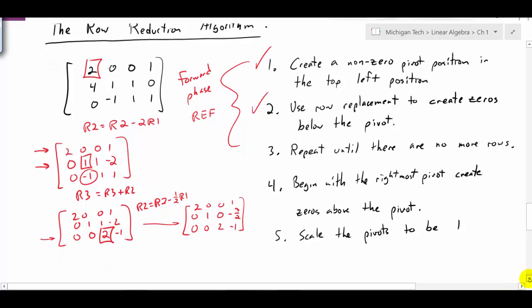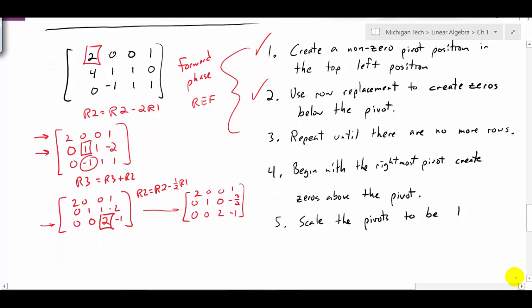And now my last step is to make sure all those pivot positions, all those leading entries, have values of 1. So I'm just going to scale those pivots to have values of 1. To do that, I'm going to take R1 and say the new R1 is 1/2 of the old R1, and the same thing with row 3. I'm going to multiply that row by 1/2. The result will be 1, 0, 0, 1/2, 0, 1, 0, negative 3/2, 0, 0, 1, negative 1/2.